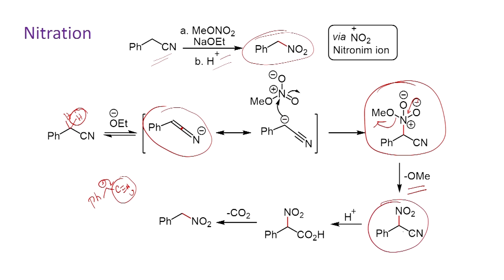Once you form this one, this can be further converted into carboxylic acid, and when you do the decarboxylation, then you can end up with this benzyl nitro derivative. So if you have the benzyl nitrile compound, you can try to replace the nitrile group with the nitro group as shown.